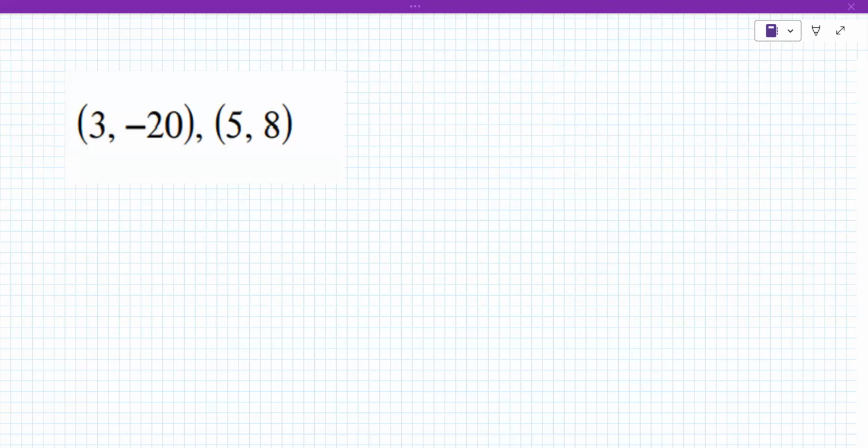8 minus a positive 28 over 2, 14. It is 14.